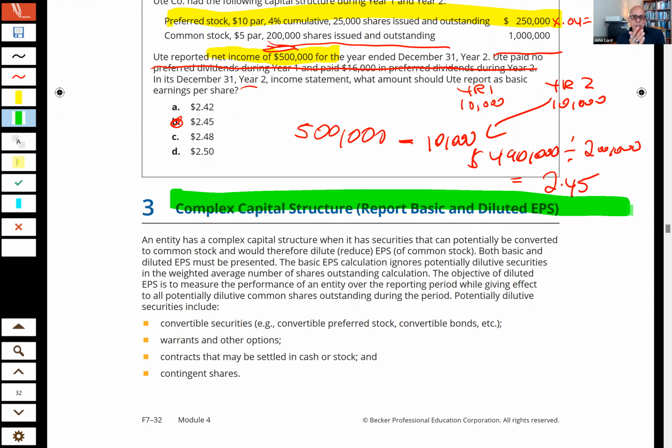And if it does create a situation where convertible bonds are converted to common stock, or preferred stock is converted to common stock, or we have potential employee stock options that are going on. We're going to have to pretend, this is one of the few times in accounting we get to pretend, as though that had actually occurred during the year, and how would that affect earnings per share?